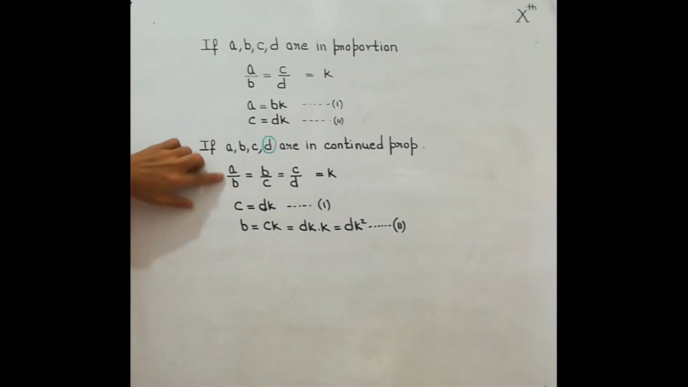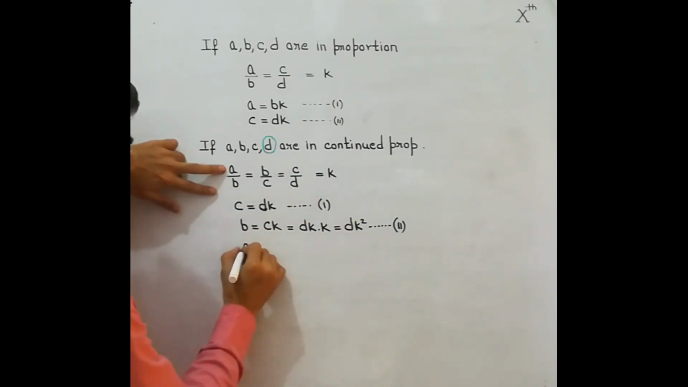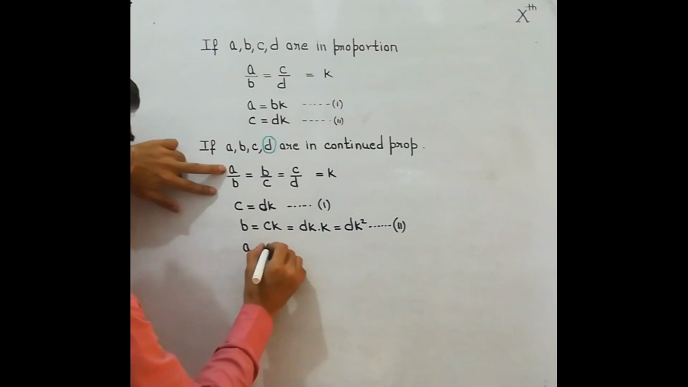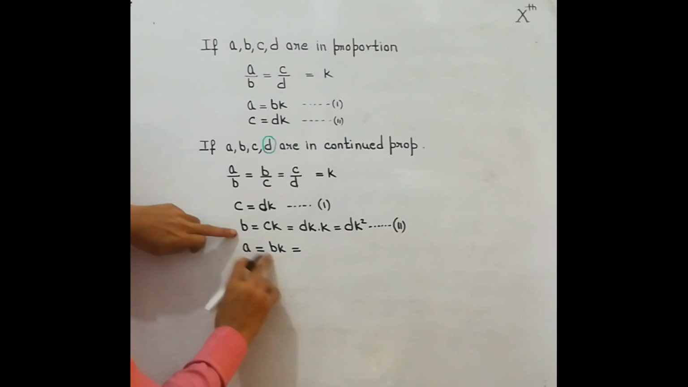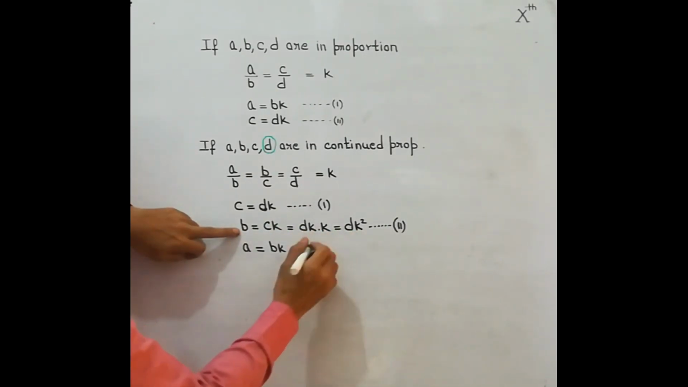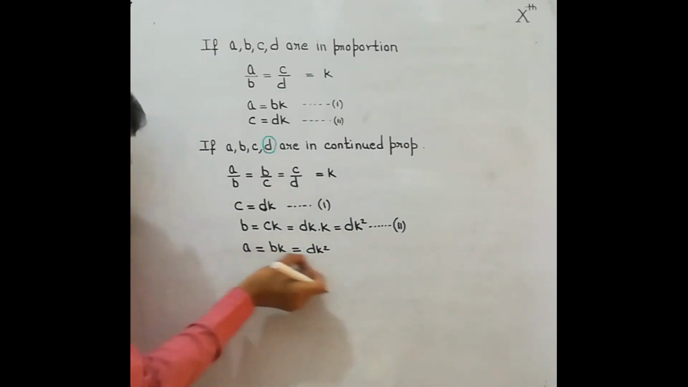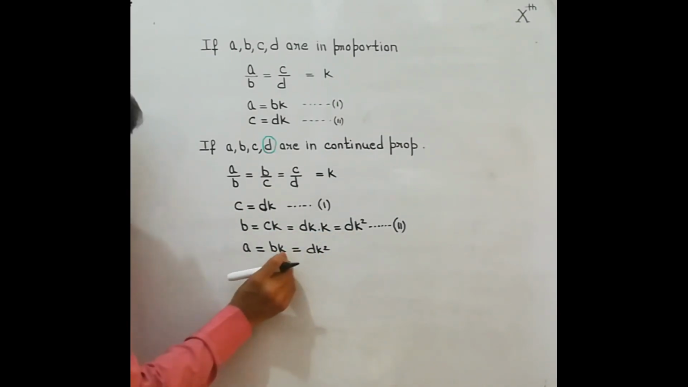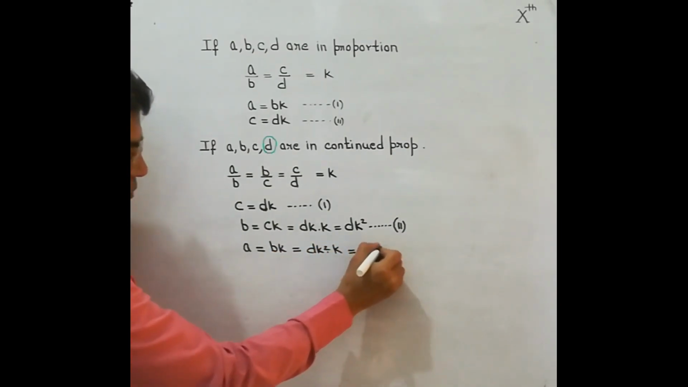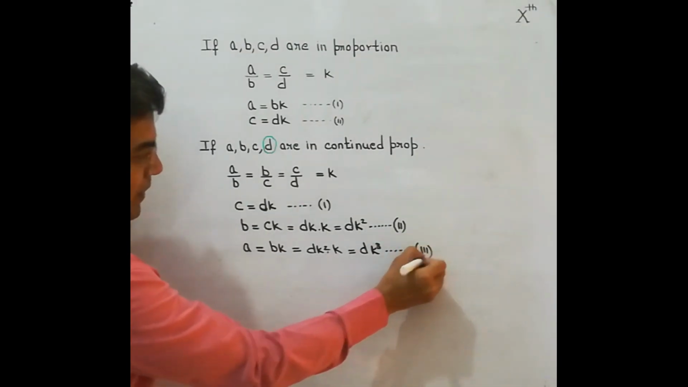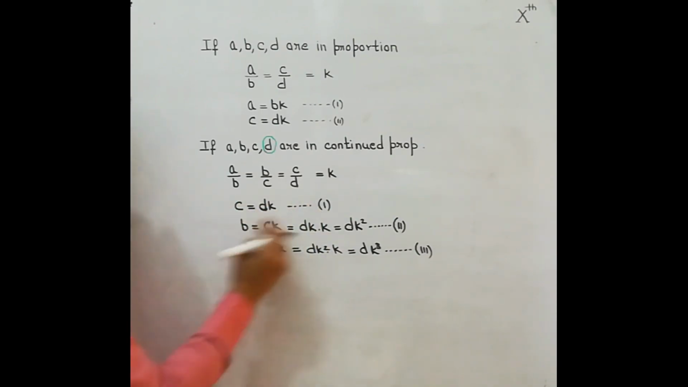Coming to the first ratio, A upon B is equal to K. So equate it. So A is equal to bk. Now B can be replaced by dk square. See, B was dk square, so in place of B you are substituting dk square and k is already there. So it's dk cube. So see, we have got A, B, C all in terms of D.